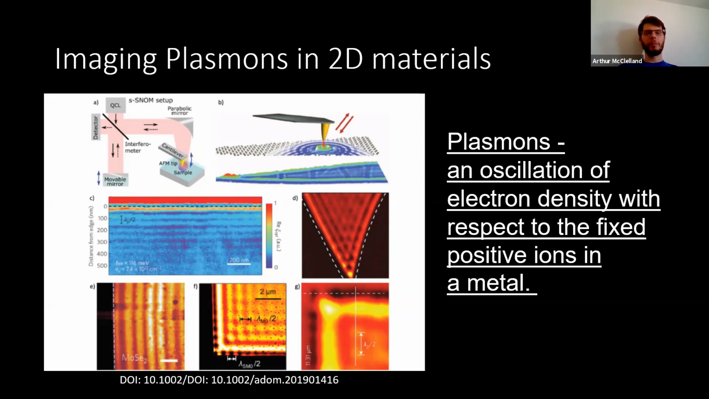You then have the metal-coated AFM tip, and you have it come close to your sample, and you excite an electric field in it with the laser light. And then you can start imaging these plasmons as they propagate around your sample and reflect off interfaces and things like that.